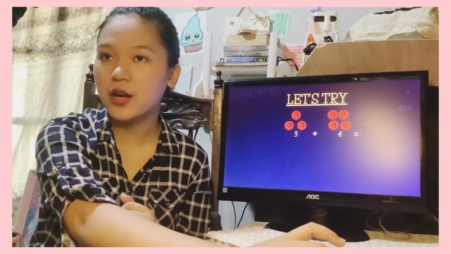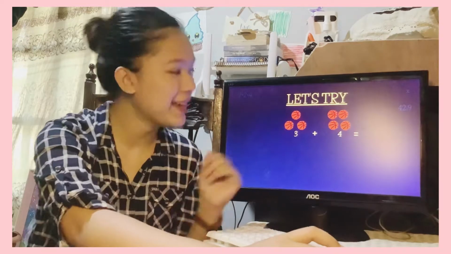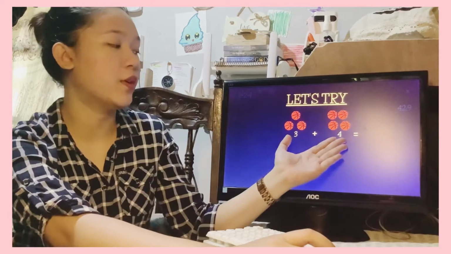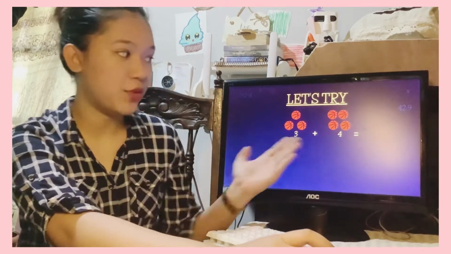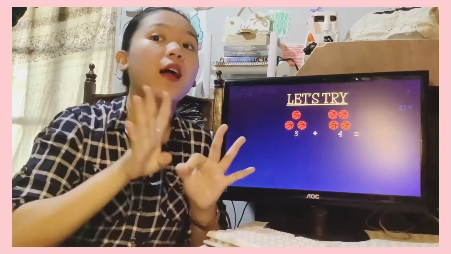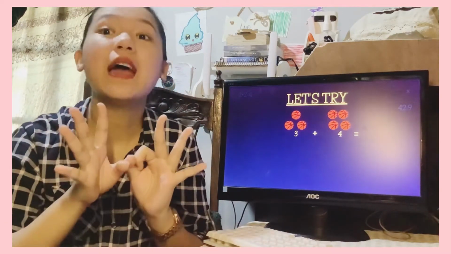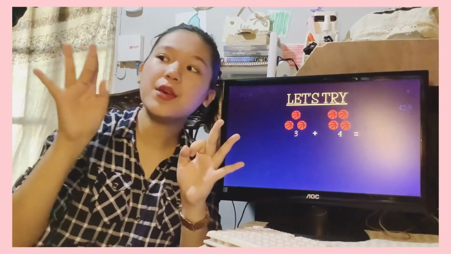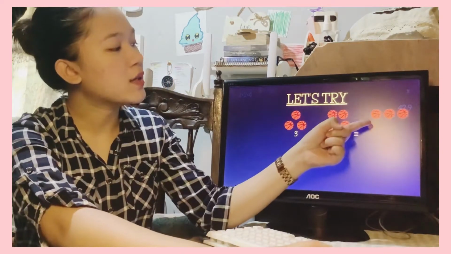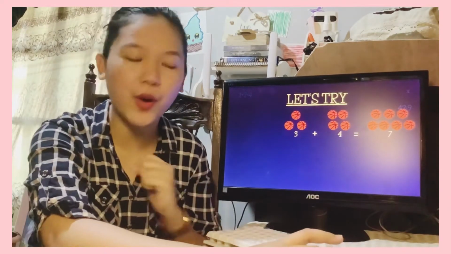Okay, now instead of apples and bananas, we have here balls. Teacher has here three basketball balls, and then here four basketball balls. Now, what if you add them together? How many balls are there? Three and then four, how many are there? Yes, seven balls. One, two, three, four, five, six, seven basketball balls.